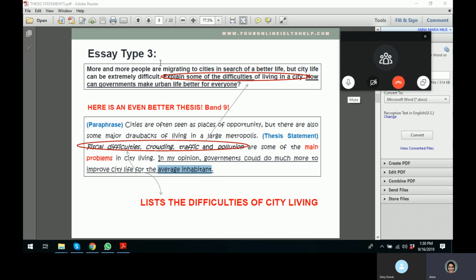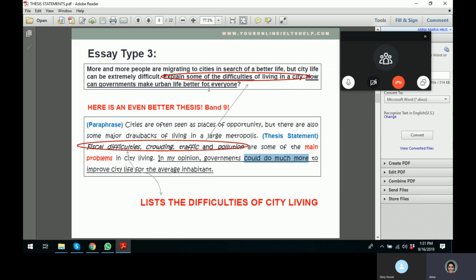Okay. So a better thesis lists the difficulties of city living. Okay, so when you see in the question, explain some of the difficulties, apply the magic three. Magic three means that you give me three difficulties like fiscal, crowding, traffic, and pollution. I consider traffic and pollution as one in this particular example. So one, two, three. And then how? Okay, that you will describe this later on. Could do much more. So can you tell me at this point, how can governments make urban life better?